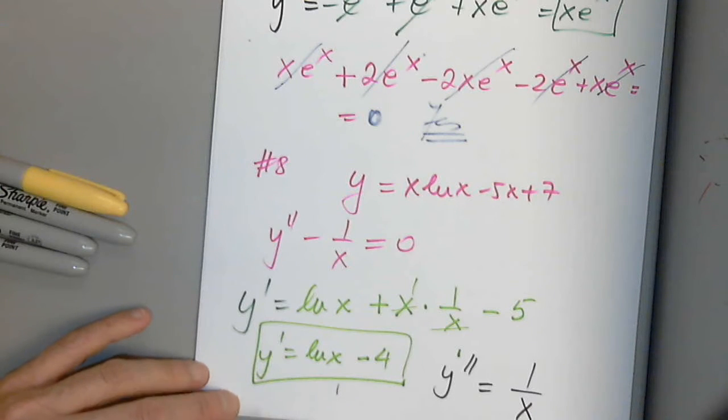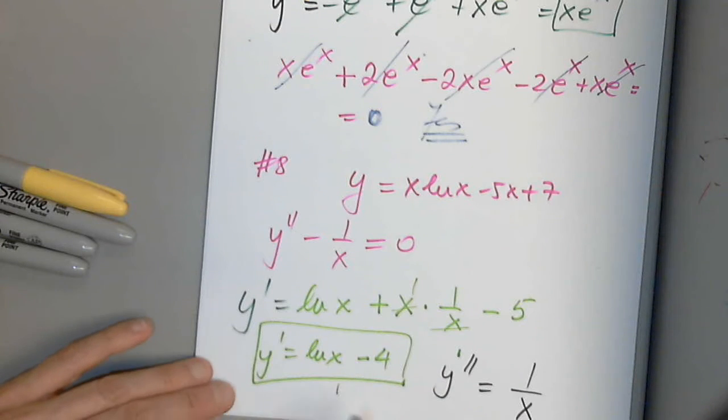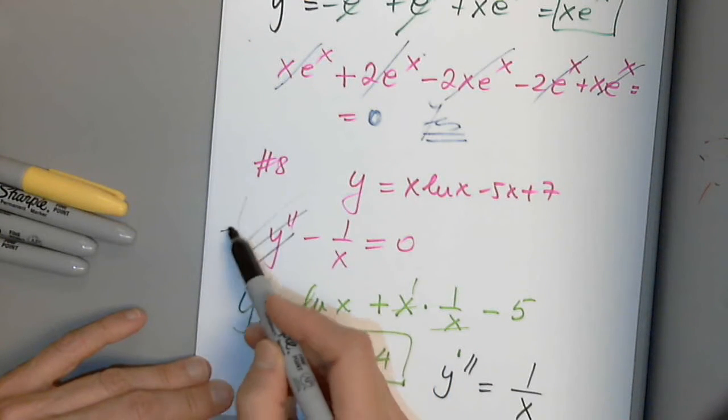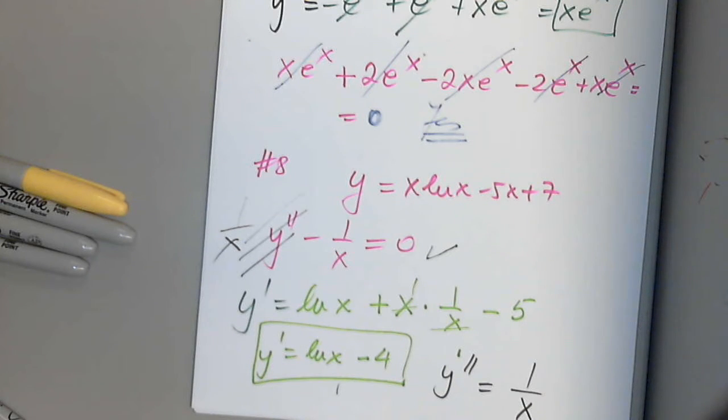But it says double prime. Yeah. Double prime is negative 1 over x. Why? When we differentiate natural log, we don't get negative 1 over x, we get 1 over x. Right. So this is replaced by 1 over x. 1 over x minus 1 over x is 0 indeed. Better? Yeah. I thought it was asking me to say.